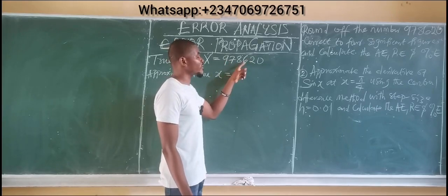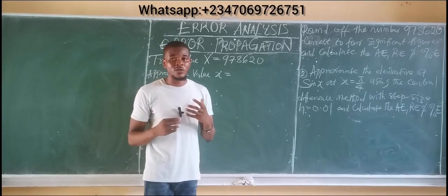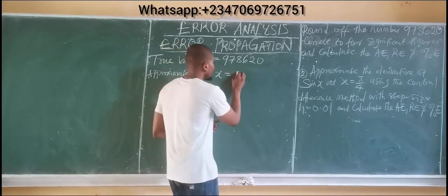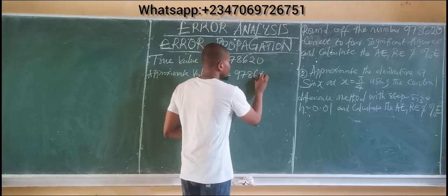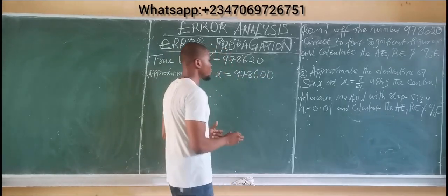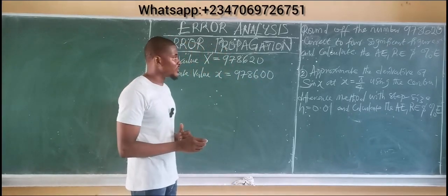Therefore the number in front of the 6 is automatically rounded off to 0. So you simply have 9786, the 2 in front becomes 0, and then you have 0. So this becomes our approximate value.